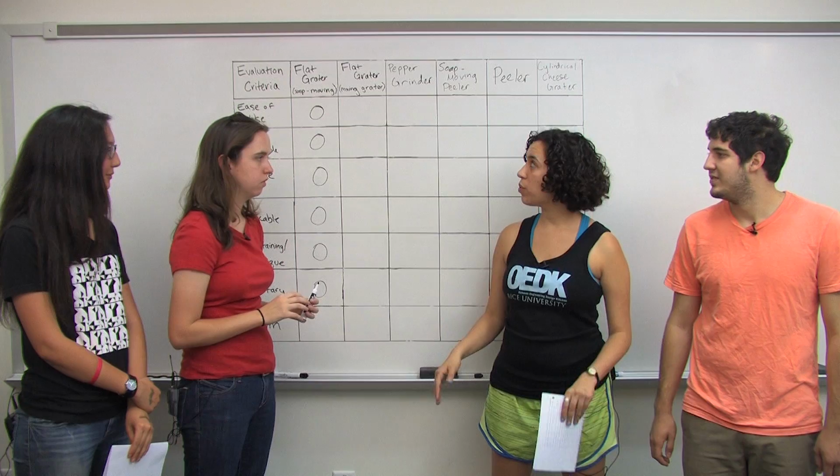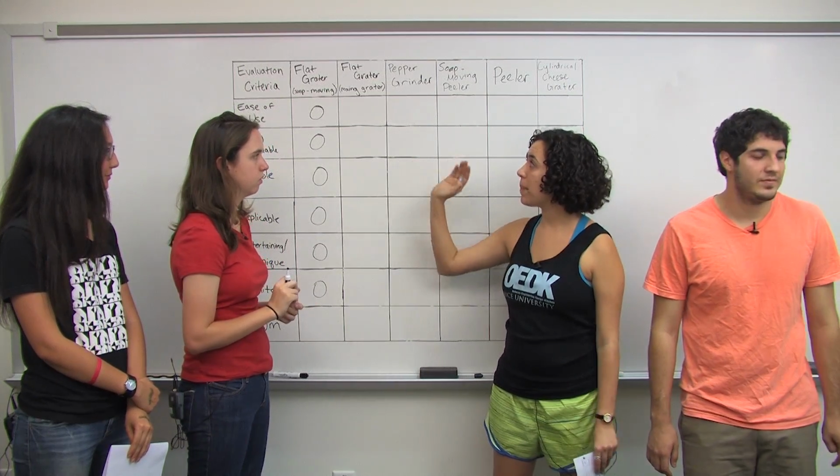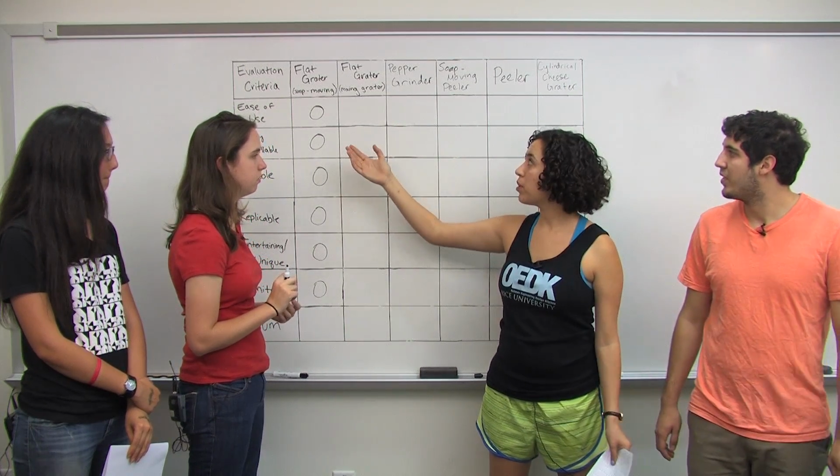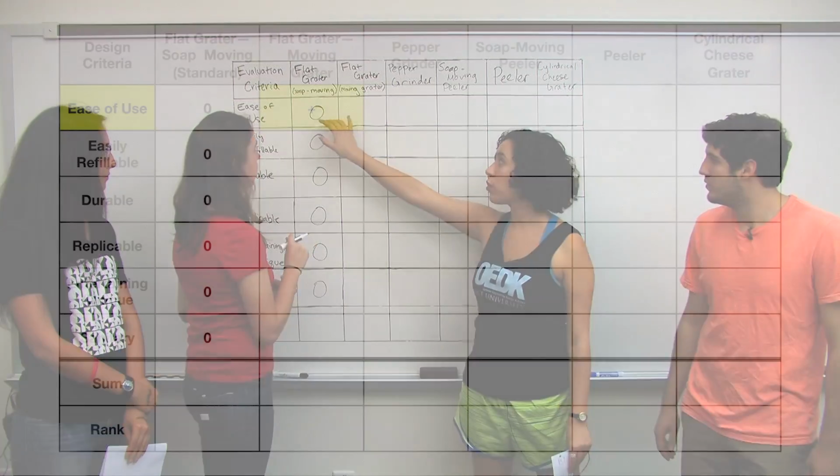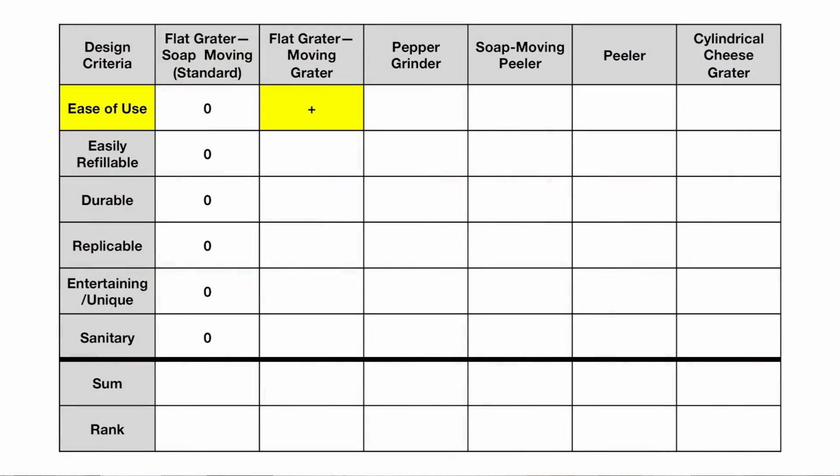Next, what you want to do is evaluate the rest of your solutions based off of the standard. So for example, if we think the flat moving grater is easier to use than the flat soap moving grater, we would put a plus. Likewise, if we think the pepper grinder is harder to use than the soap moving flat grater, we would put a minus. And finally, if we think the soap moving peeler is about the same to use as a soap moving flat grater, we would put a 0.